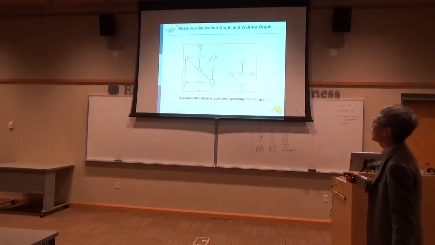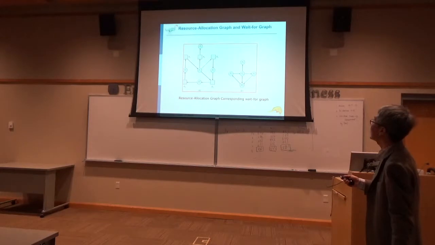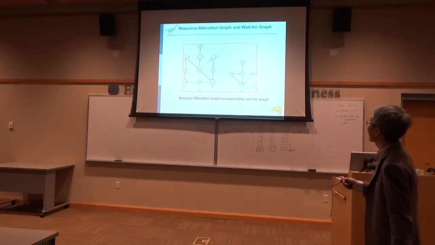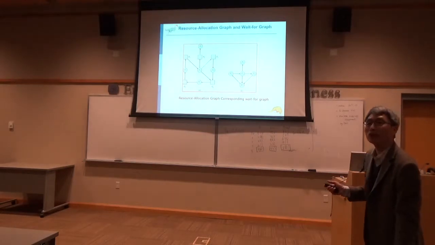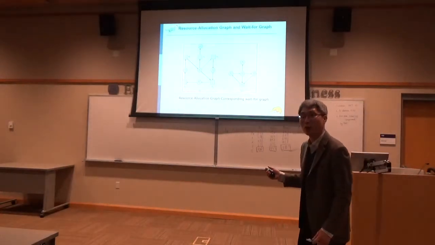Eventually P5 will be done. Okay, then release this one. Then the P2 requests and gets the R3. And also R4 is held by P3 and it requests R5, but that is held by P4, and R2, P1 and the circle, so it's a deadlock. Okay, we try to find such a circular wait.